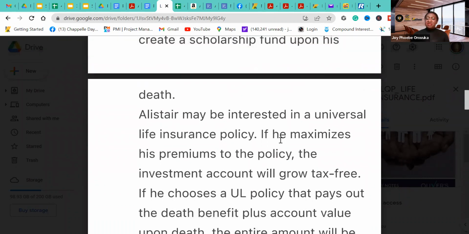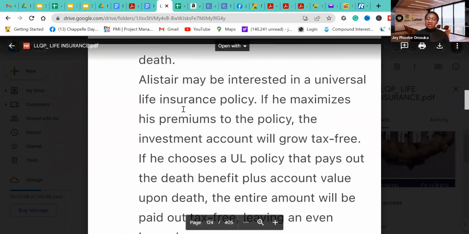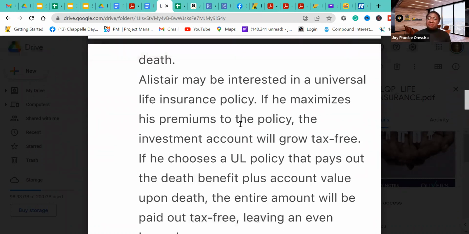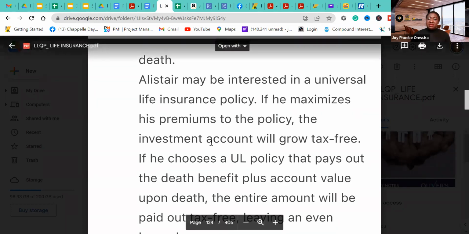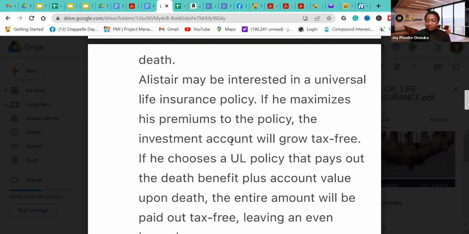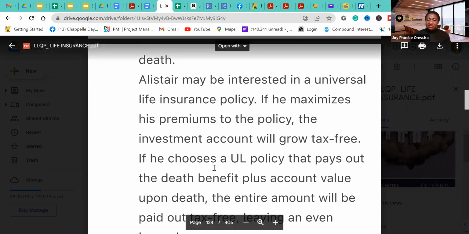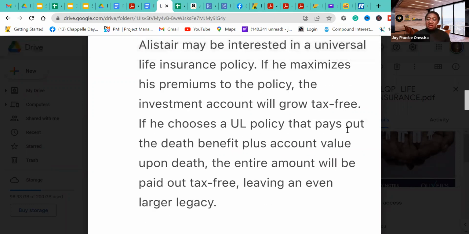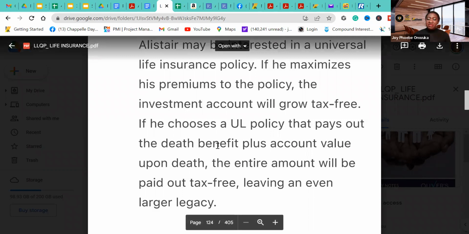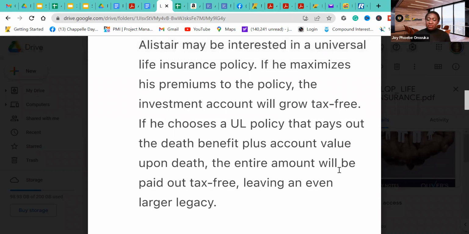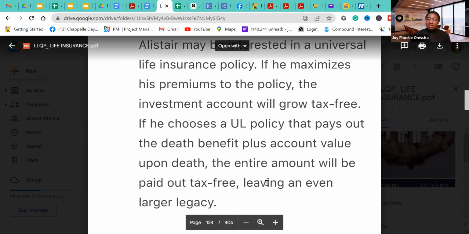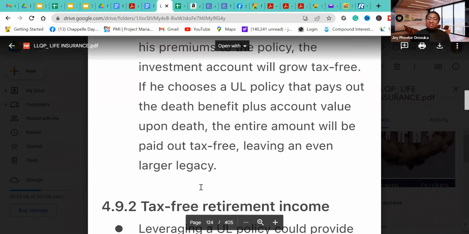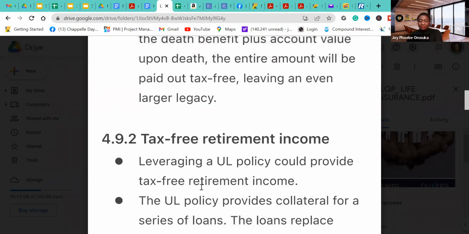Alistair may be interested in a universal life insurance policy if he maximizes his premium to the policy. Now, the investment account will grow tax-free if he chooses a UL policy that pays out the death benefit plus account value upon death. The entire amount will be paid out tax-free, leaving an even larger legacy. That's right.